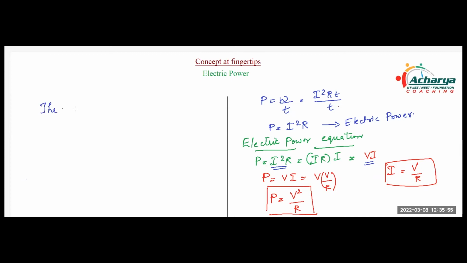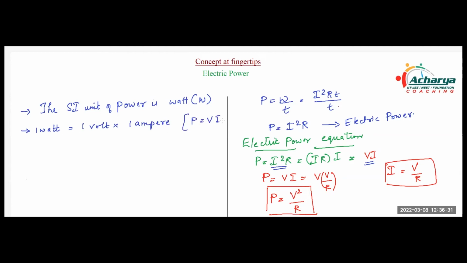The SI unit of power is watt, represented by capital W. And we can define 1 watt as 1 watt is equal to 1 volt into 1 ampere. This is by substituting in the equation P is equal to V into I.